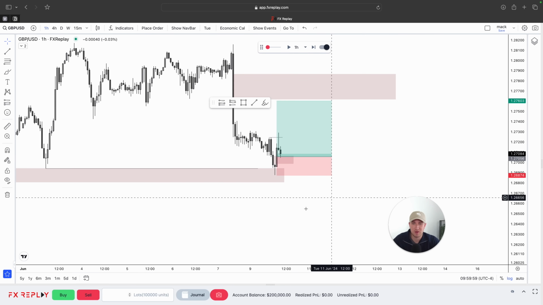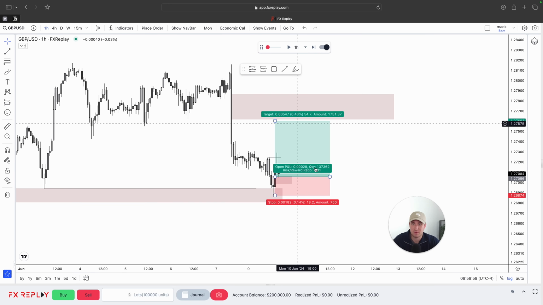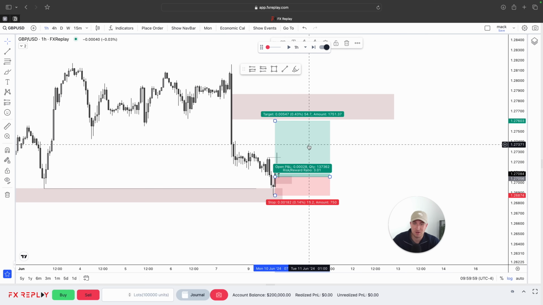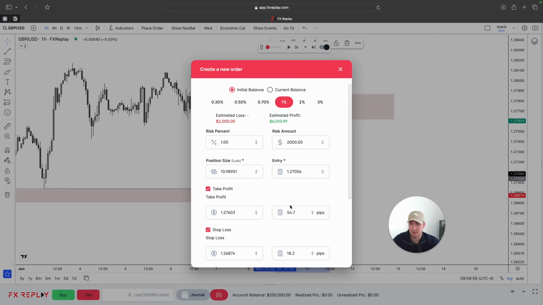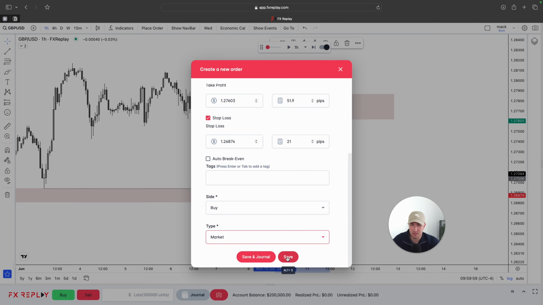Okay, so the beauty thing about FX replay is we're able to take this as like it's a live trade. So you're just going to go click this, hit place order, and we're going to do a market execution right now.